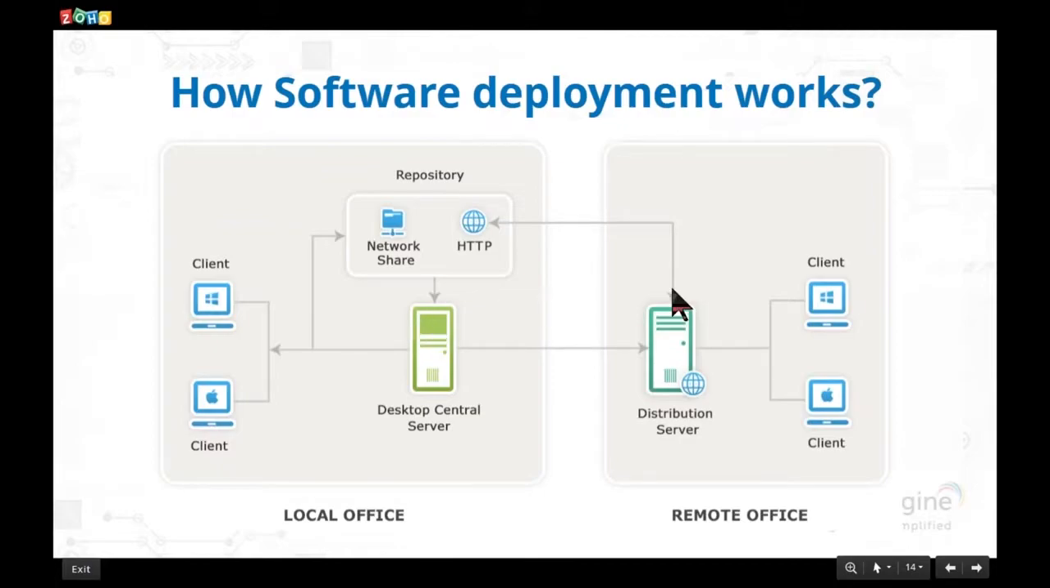By creating a network share, we can store all the applications and start deploying them inside your local office. When it comes to the remote office, in some cases the remote office machines may not be able to access the network share. And even if it is accessible, it's still recommended to go with the HTTP option, which replicates the application to the distribution server, from where the clients can come and pick up the application to get it installed as part of a software deployment task. So we have two different remote sites.